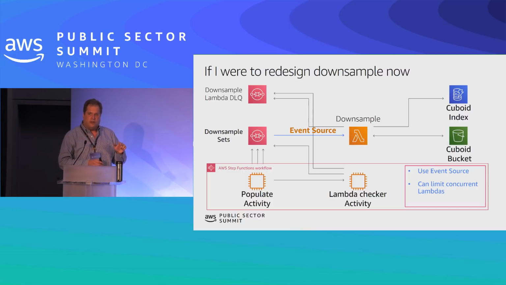The other cool thing about doing it this way is we can say, I don't want more than 100 Lambdas to fire at once. So you can limit the number of Lambdas that fire at one time, and you can keep it from throttling that way.